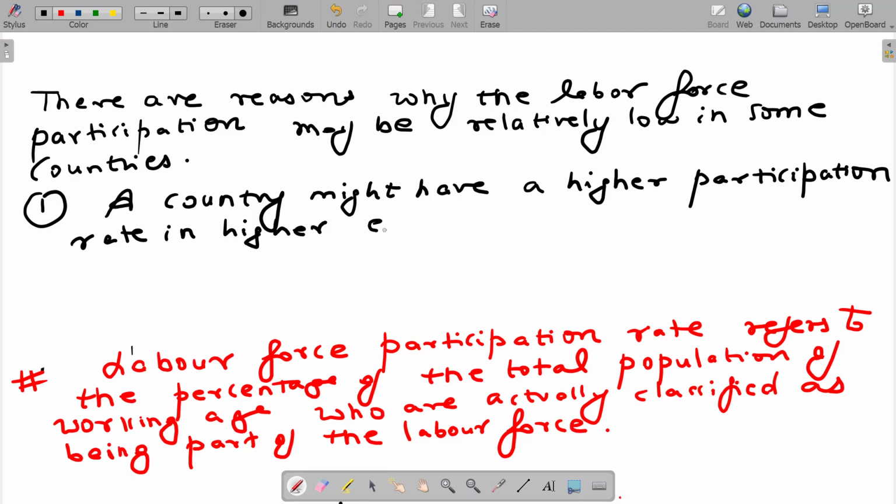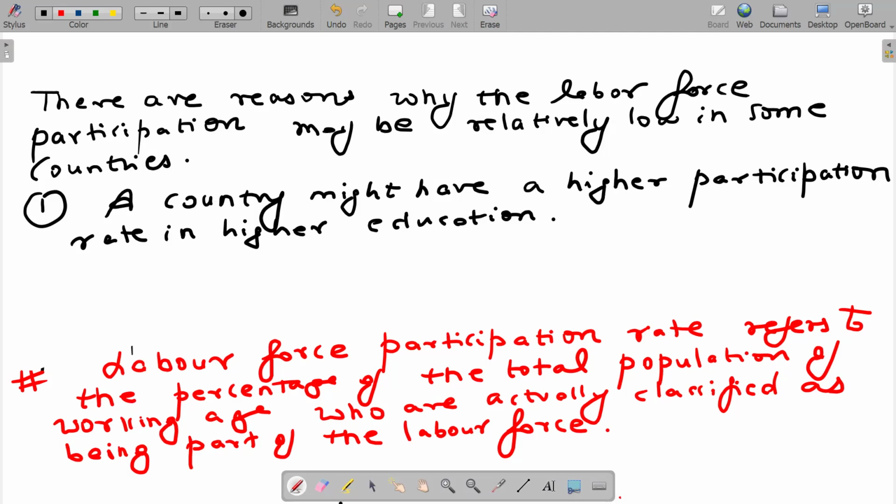You might see a country where a lot of youngsters in the working age actually don't prefer a job. They want to study more. Some people go for a doctorate degree, some people go for a postdoc and so on. So these people are willingly sacrificing their work. They don't want to work. They want to pursue more education ahead.